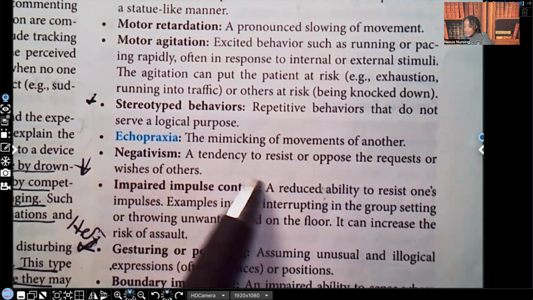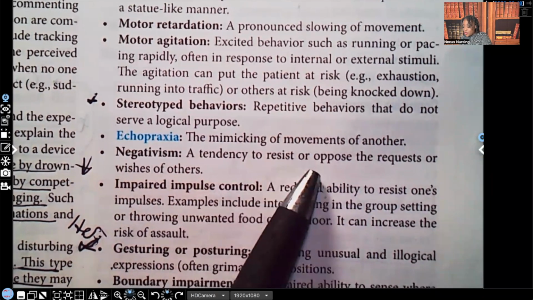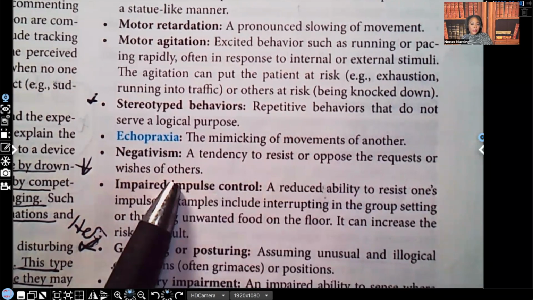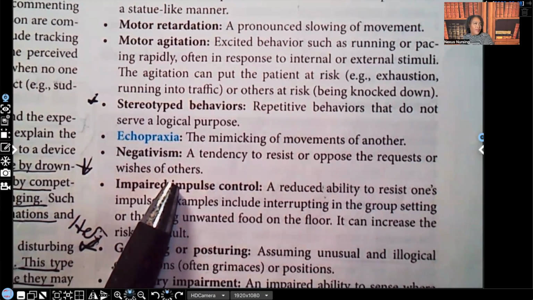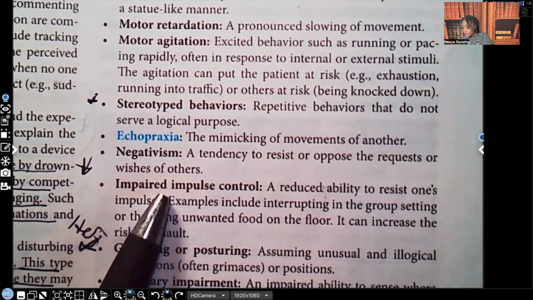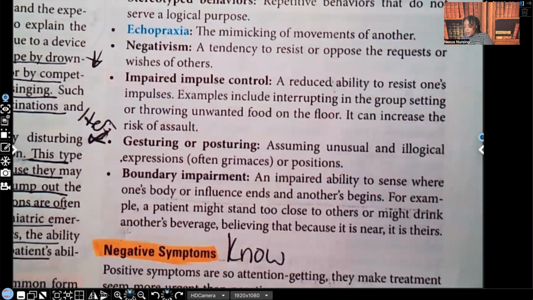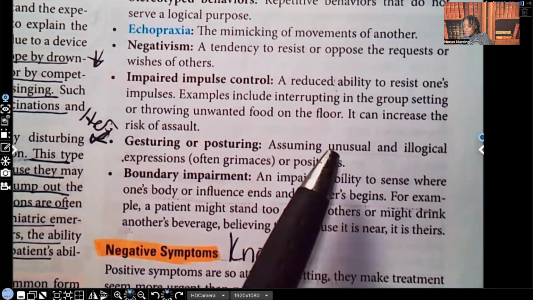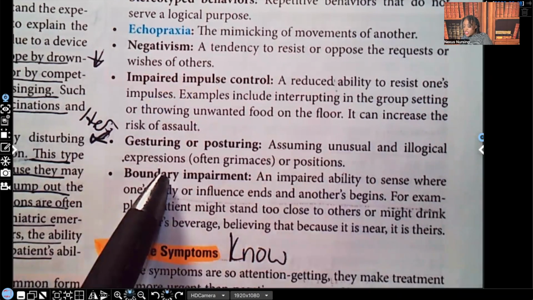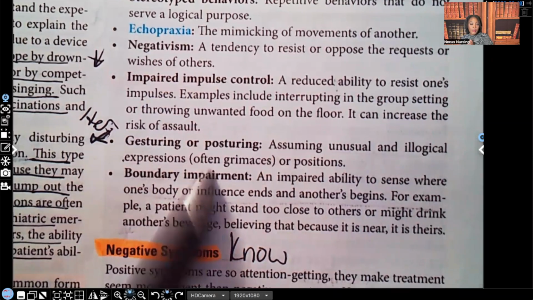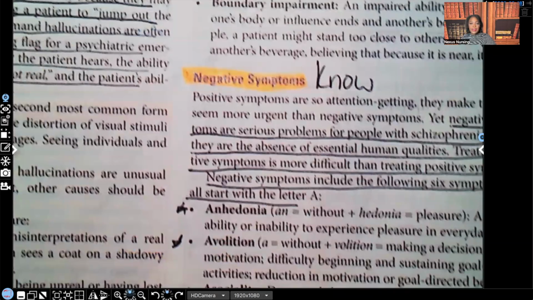Negativism. Tendency to resist or oppose the requests or wishes of others. Remember the toddler, when the child is in the toddler phase, they have a negativism where everything is no. Even if they really want to do it, you tell them to do something, they say no. All right, negativism, that's what it is. Gesturing or posturing, this is important, assuming unusual or illogical expressions, often grimaces or positions.